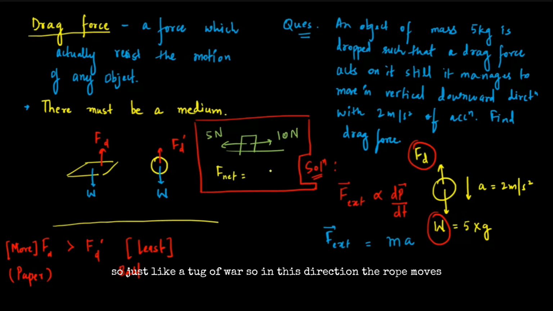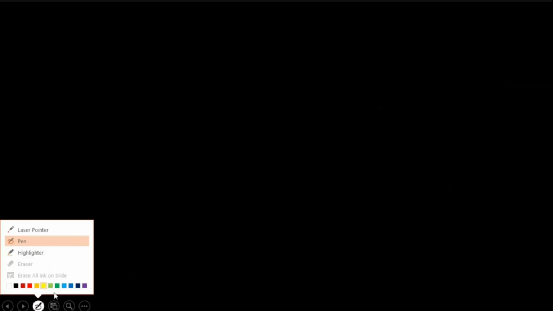Just like a tug of war. So in which direction does the rope move? Well, I guess the right side because there's more force. Right? Exactly. So basically the net force is something you can say with what net force actually the object is going to move. Like in the case of tug of war, it will make sense now.